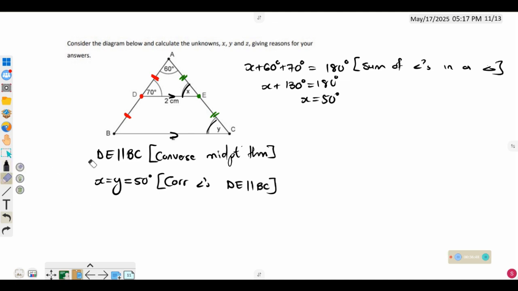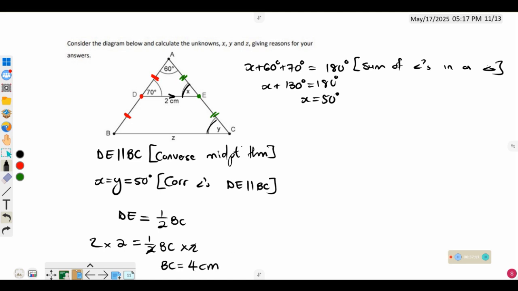And then moving on, they want us to find the length of Z. Remember, once we are able to prove the midpoint theorem, then we should have that the smaller side DE will be equal to half of BC. But we do have the smaller side, which is 2. So 2 is equal to half BC, multiplied by 2 to get rid of this 2, which means BC will be equal to 4 centimeters. And there we go. And that's the end of it.